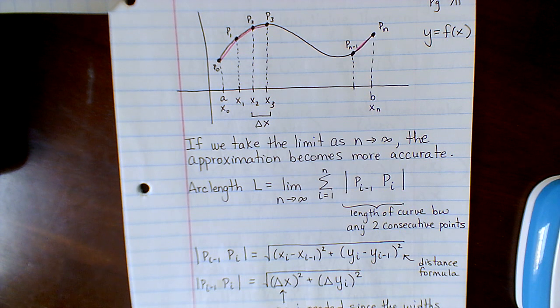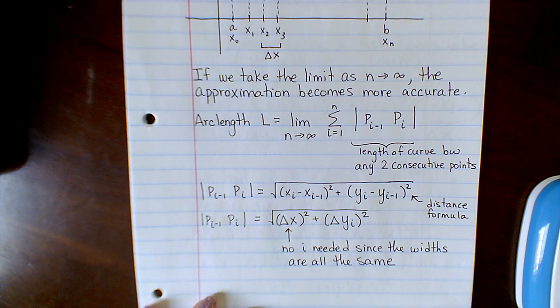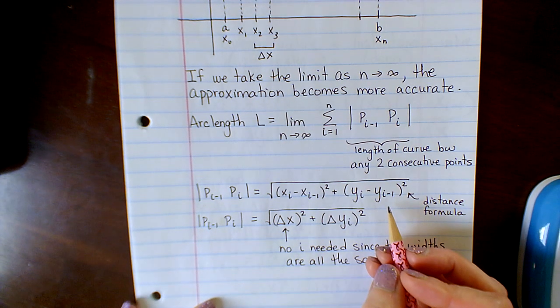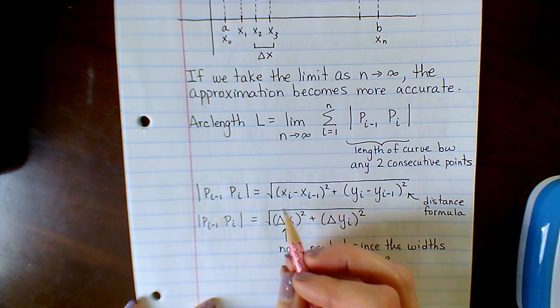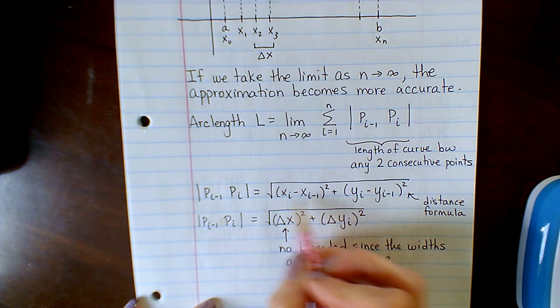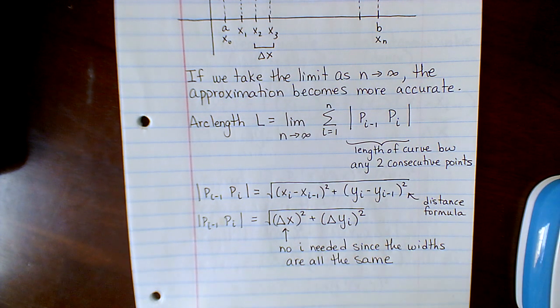are consecutive points. Now the length between any 2 consecutive points, we're just going to use the distance formula for that. If you want to know the distance between 2 points, we're just going to use the distance formula. Now you might remember that from algebra, you might not, but that's the distance formula. The distance between any 2 consecutive x pieces right here is always constant. That was that delta x, so I don't need those i's there. I can just say that's just delta x.